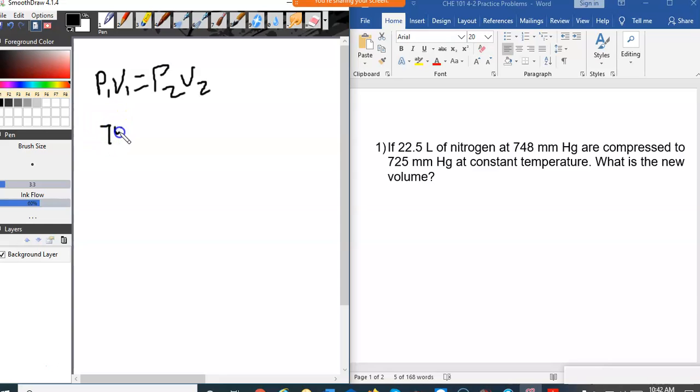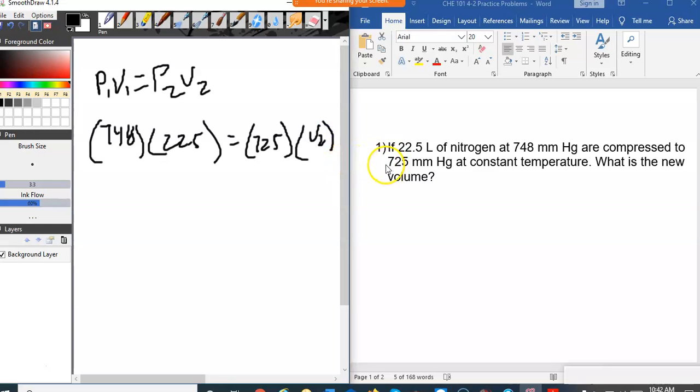So we're going to have 748 as our P1, our V1 is 22.5, and this equals 725, and we're looking for the final volume. If I don't tell you what unit it's in, just assume whatever unit your original one is. Okay. But if I tell you what's the new volume in milliliters, and your answer solves it in liters, then you'll have to go ahead and convert it.